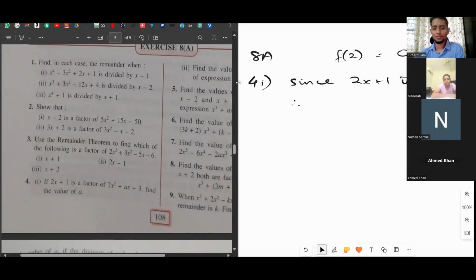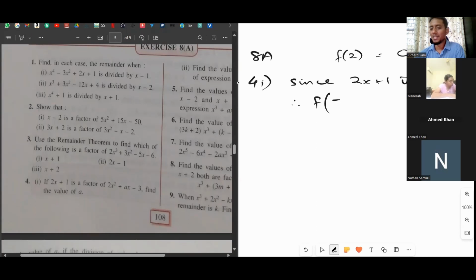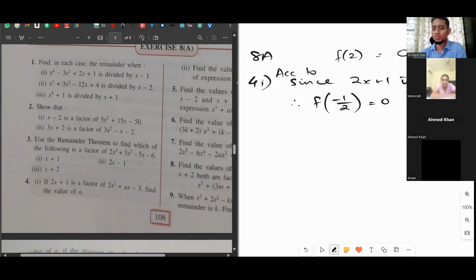And how do you find the remainder? You have to make x the subject. So that will be f of minus 1 upon 2. This will be 0. This is the remainder, right? f of minus 1 upon 2 is the remainder. And so that remainder is equal to 0. You understand? So you just write that statement. According to whom? Who's telling this? Remainder theorem. So according to the remainder theorem, since 2x plus 1 is a factor, therefore f of minus 1 upon 2 is equal to 0.